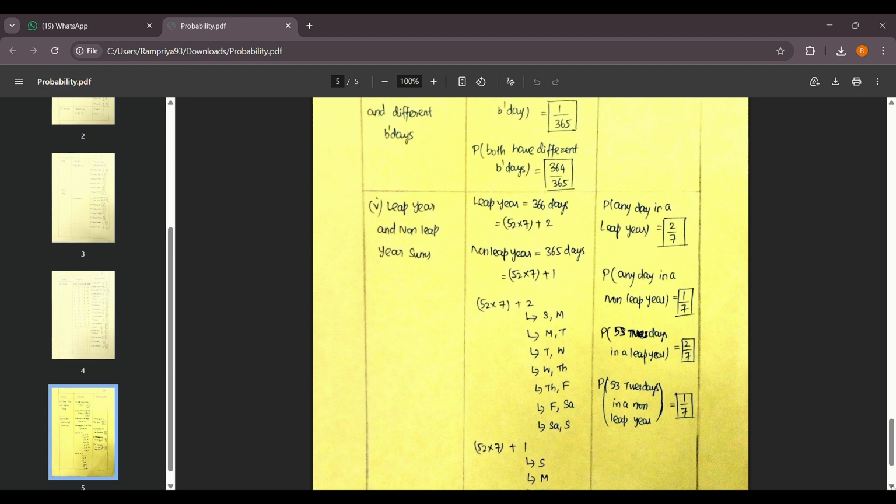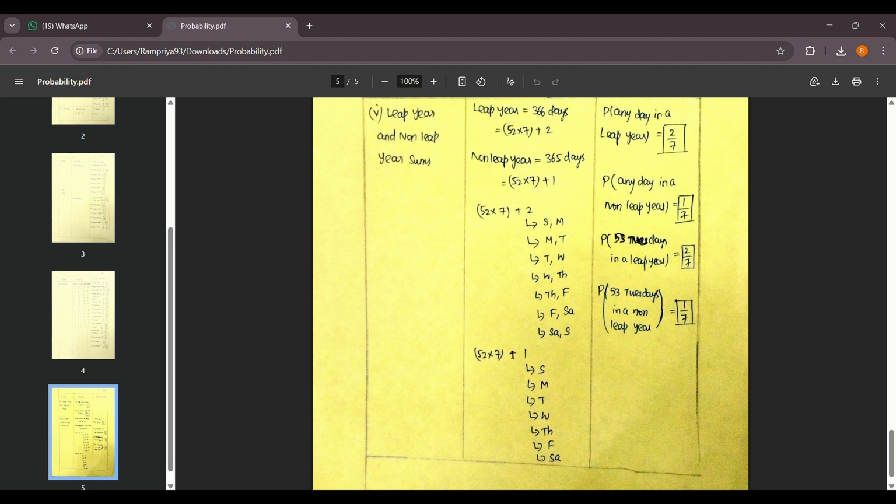Probability of any day in a non-leap year is 1 by 7 because 52 into 7, which we can ignore, plus 1. That 1 is any one of the days: Sunday, Monday, Tuesday, Wednesday, Thursday, Friday, Saturday. So probability of any day in a non-leap year is 1 by 7. So probability of 53 Tuesdays in a leap year. I have already explained Tuesday appears 2 times out of 7, so it is 2 by 7. And similarly 53 Tuesdays in a non-leap year, it is 1 by 7.